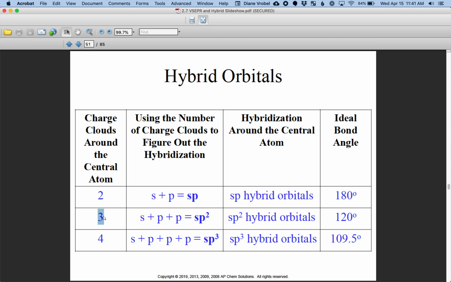Now if you have 3 charge clouds around the central atom, notice that they combine 1 S and 2 P's to give them the sp2 hybridized orbital. And the ideal bond angle is 120. Typically you see this with double bonds, and you'll see more about that in a moment. And then lastly, you have 4 charge clouds. So you have 1 S and 3 P orbitals combined together to give you 109.5 degrees. And typically that occurs when you have a single bond.